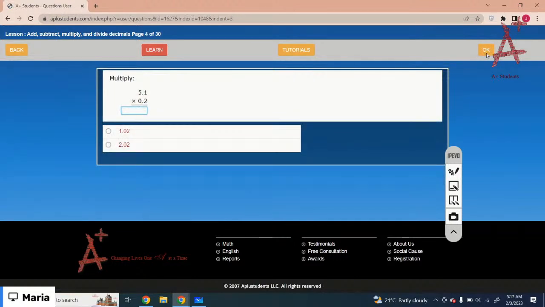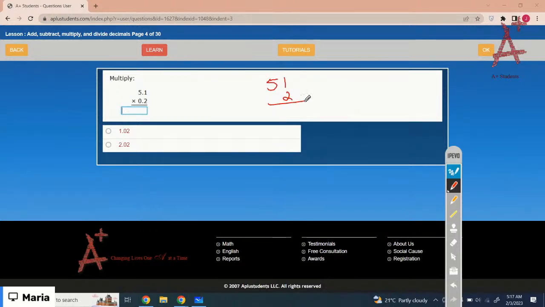Okay, the next one is 5.1 times 0.2. So just multiply like whole numbers, multiply 51 times 2. It would be 2 times 1 is 2 and 2 times 5 is 10. So both the factors have one decimal place. That means the answer must have two decimal places. Got it? So you have to move the decimal point two places left. So it would be then 1.02.